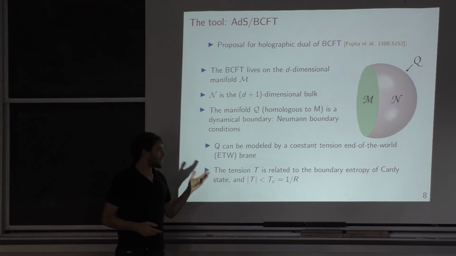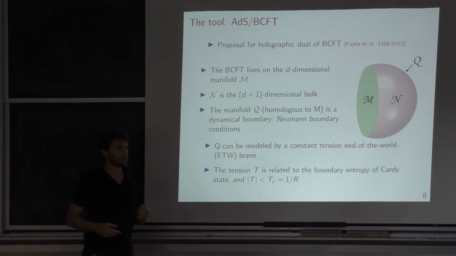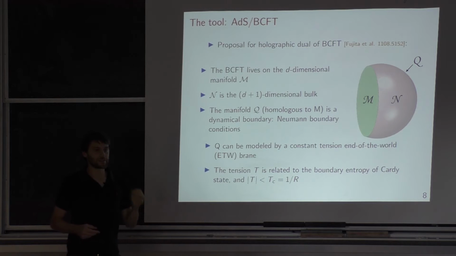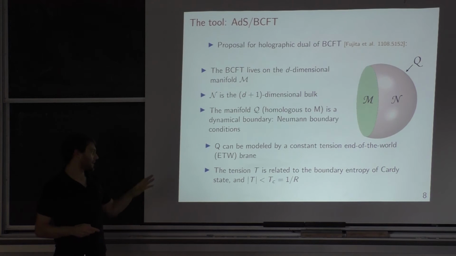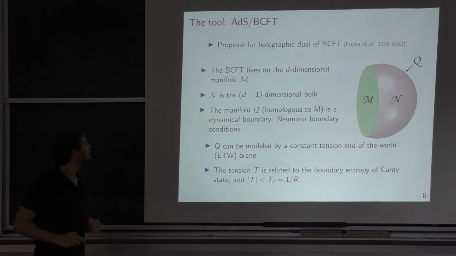So in our analysis, which is just a bulk analysis, we will just treat T, the tension, as a free parameter. And then we interpret that in terms of the dual theory as projecting on some specific boundary state. Also, I call Cardy states boundary states, they're the same thing. OK.